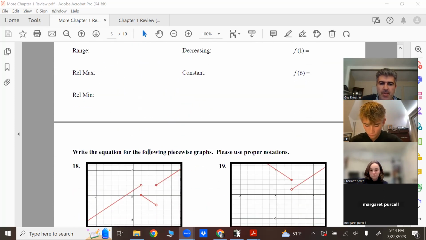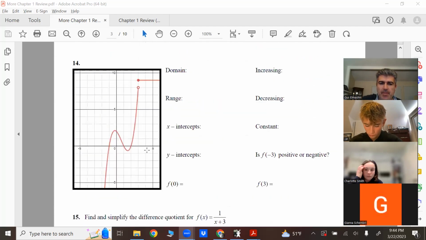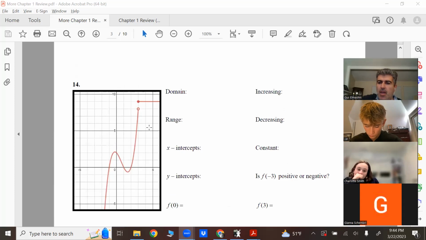Mr. E. Yes, go ahead. Could you go back to 14 for a second? Sure, go ahead, fire away. I'm just confused on what you would say the domain is for this. So let's do it now. I was going to do a difference quotient problem, but let's just do this now, and then I'll do a difference quotient problem after this one. Well, there's going to be arrows here, first of all. So it's definitely starting at negative infinity.